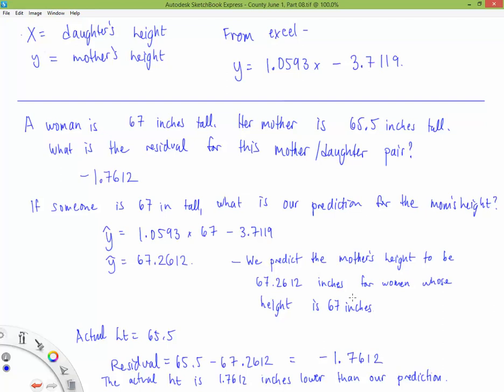Yeah, so we have formulas and equations, but don't get hung up on these. The concept is that the residual is the difference between the actual and the prediction. That's the important thing. You'll see something like this.